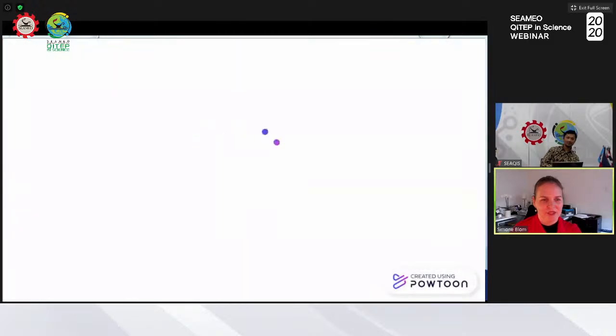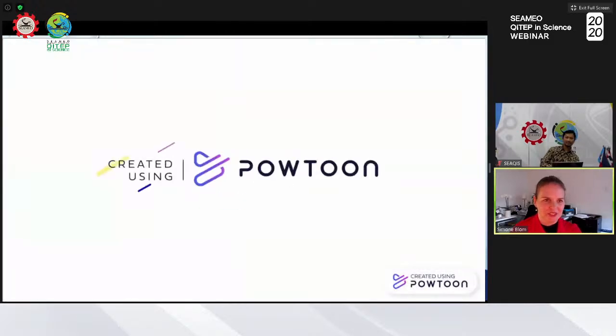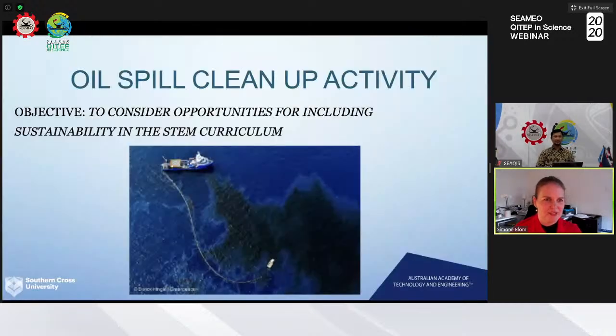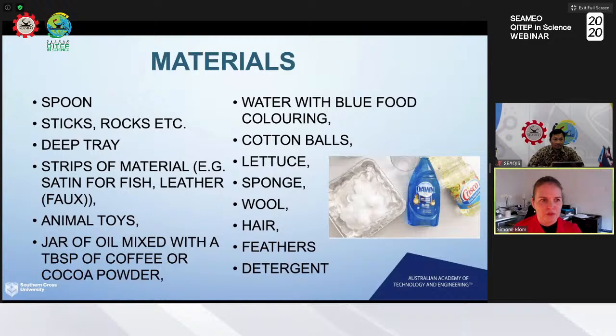So you can see that's a really creative way to engage students in a socio-scientific issue. And so the objective of this activity is to consider opportunities for including sustainability in the STEM curriculum. Obviously, students get to engage in all of those STEM subjects when they get to do these hands-on activities. So for this, the materials, again, are fantastic in that they're things that you could use from home. It's designed to be done by your students. So it's very simple things.